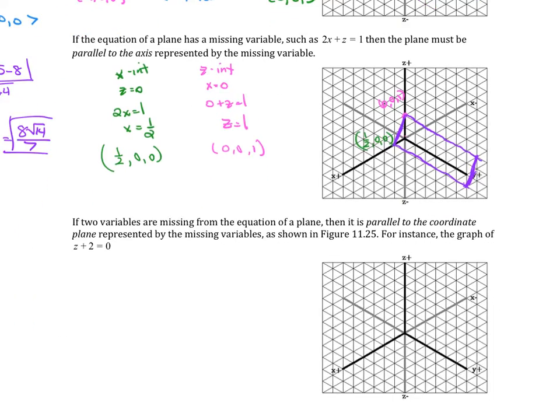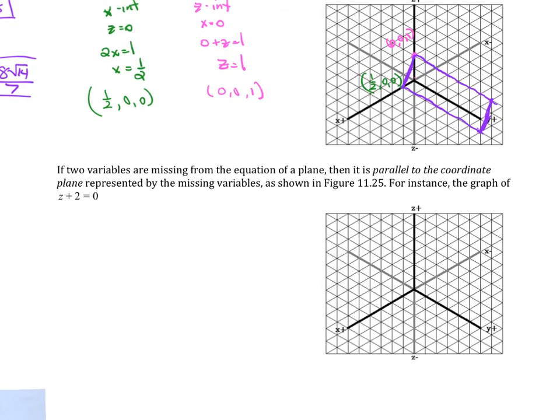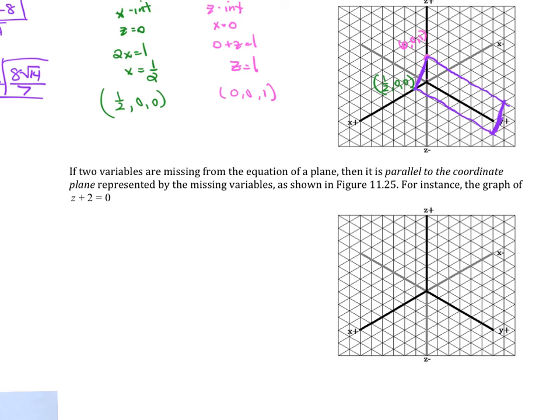Now for the last example, if two variables are missing from the equation of a plane, then it's parallel to the coordinate plane represented by the missing variables. On the right, I'm going to show you a little bit more of the pictures. If we find here z plus 2 equals 0, we find that z equals -2. So -2 is down here, and it's always -2, so we actually have a plane all the way down here. Notice that it is parallel to the missing variables, so it's parallel to our y and parallel to our x.